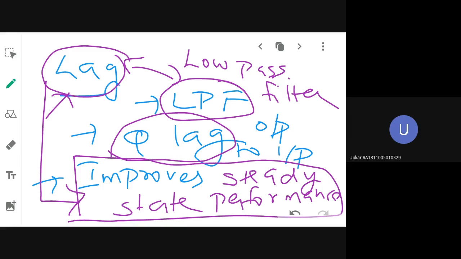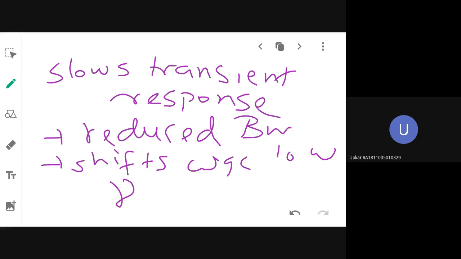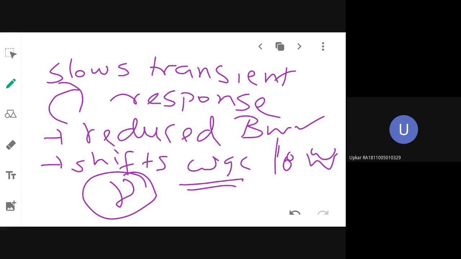There are two types of analysis that we will be making. One is transient and the other one is steady state. If you want to improve the low frequency range, only then will you be able to get the steady state results. So if you want to make considerable improvement in the steady state performance, then you will usually go for the lag compensator. But the problem associated with the lag compensator is that it will be reducing the bandwidth, because of which the transient response will be slowed down. Plus it will shift the gain crossover frequency to a lower value, so that an acceptable phase margin is achieved.